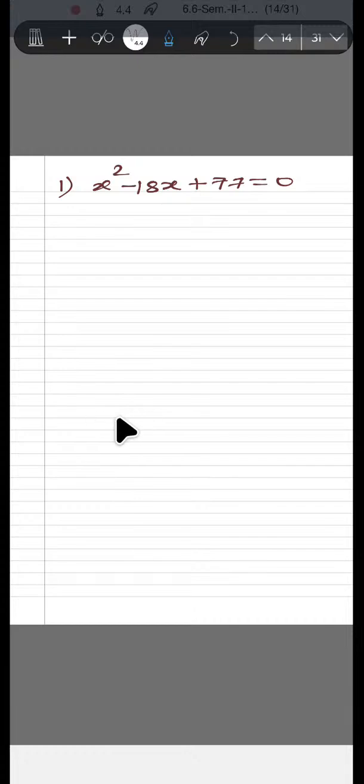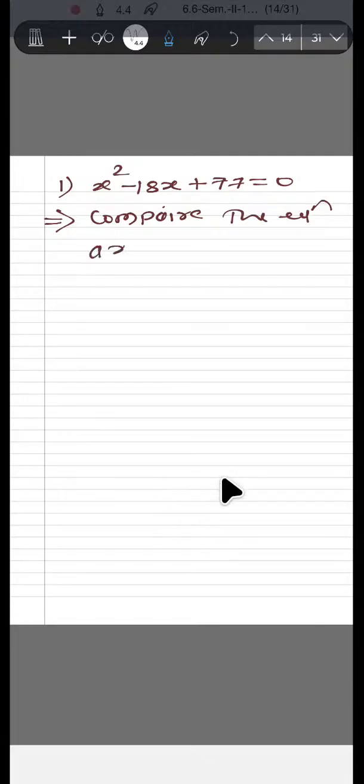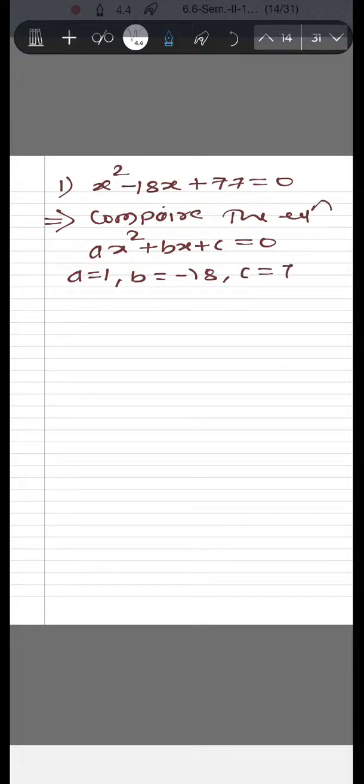Okay, simply, what is the first step here? Compare the given equation with the general form or standard form of the quadratic equation. What is it? ax square plus bx plus c is equal to 0. So what will I get here? a is equal to 1, b is equal to minus 18, and c is equal to 77.